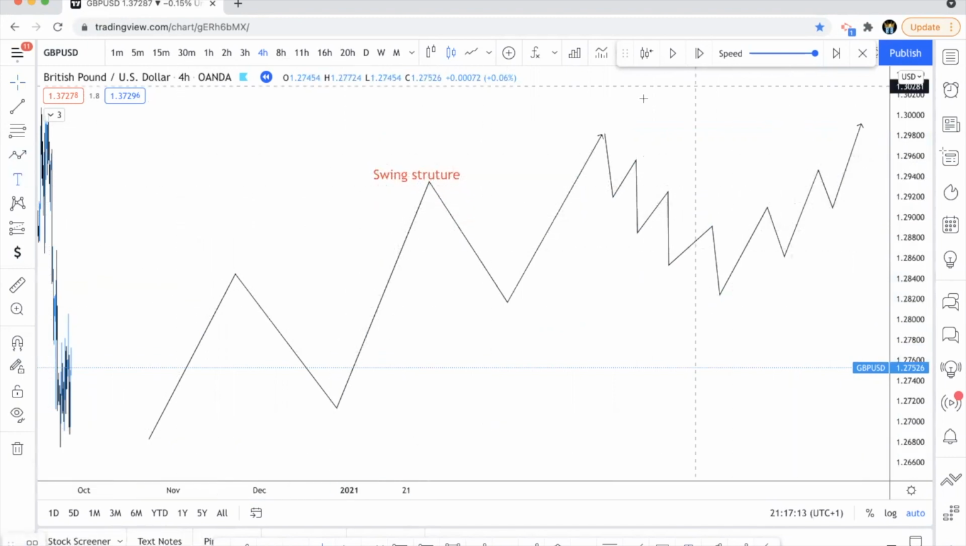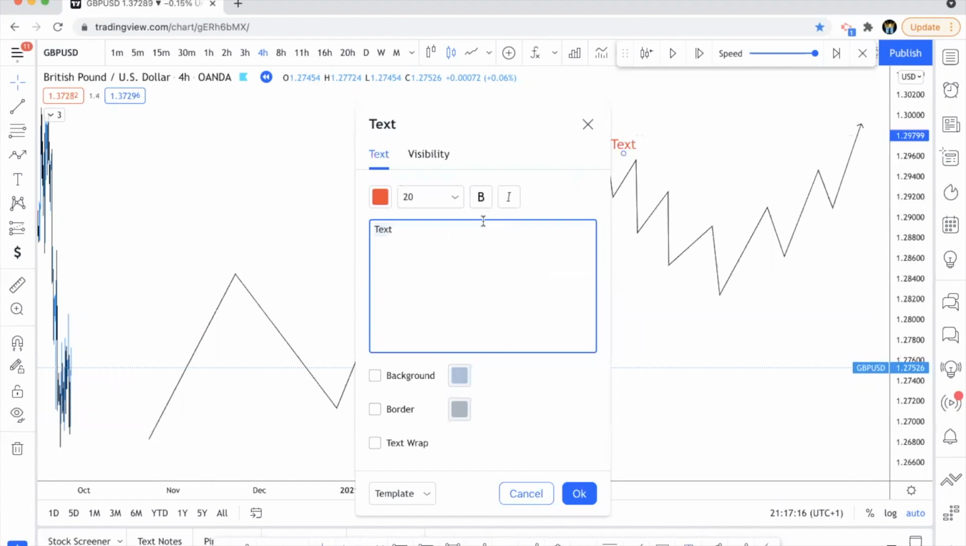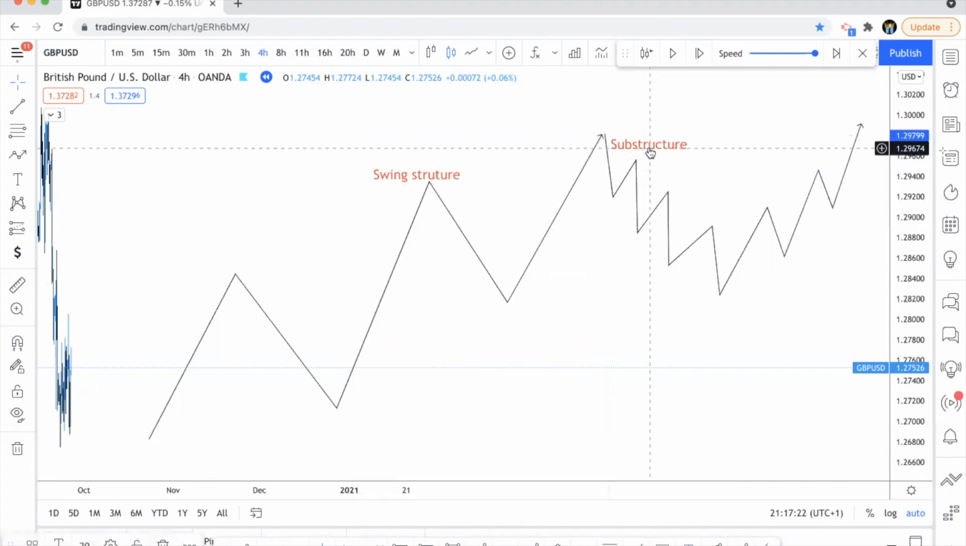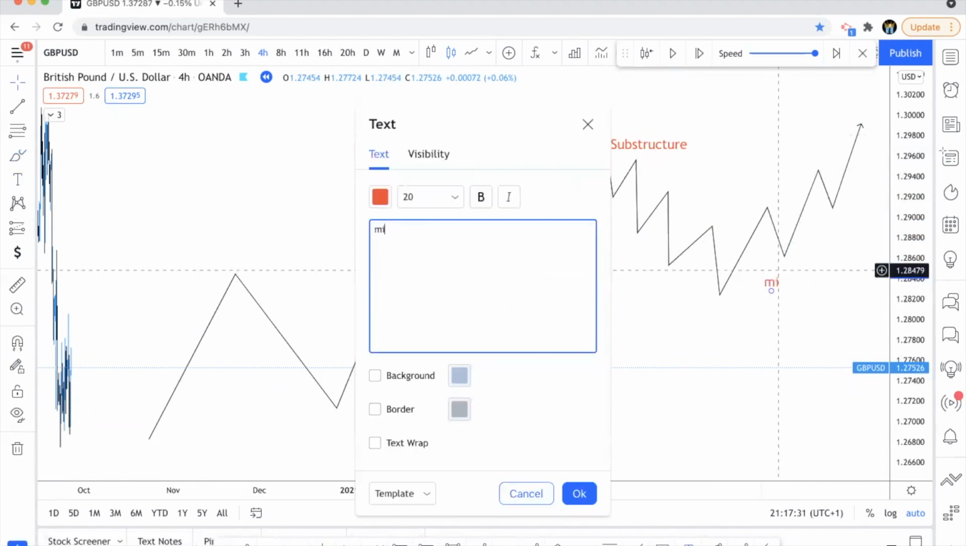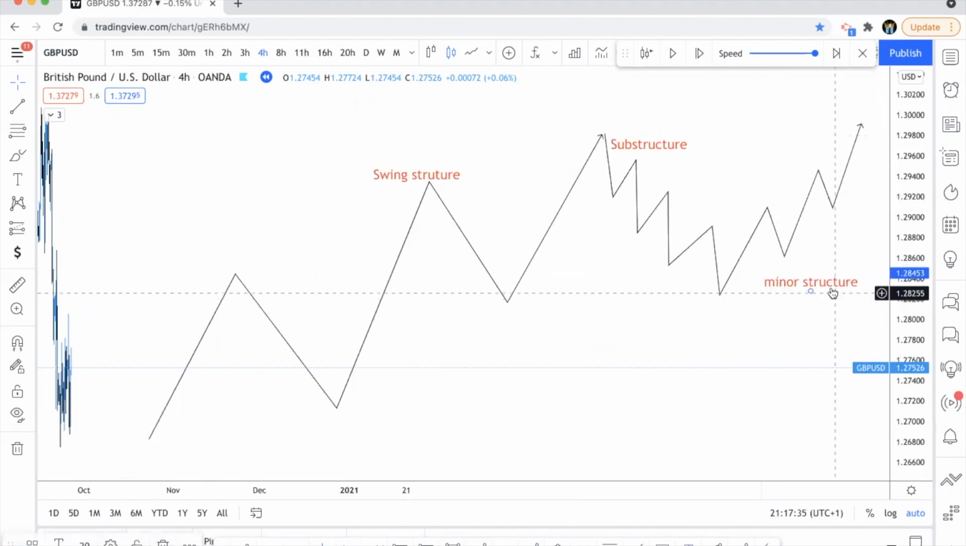And then we have the small structure. It's called substructure, like this. And substructure is generally moving down at all times. It's always moving down, never up. And then minor structure is always moving up. Minor structure, like that. Okay.